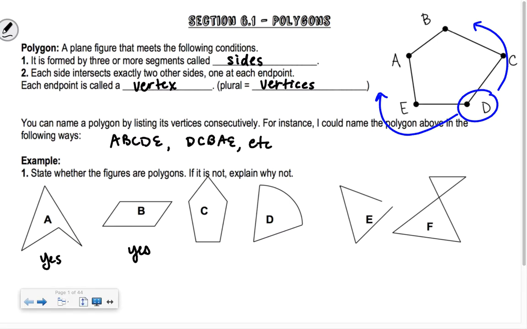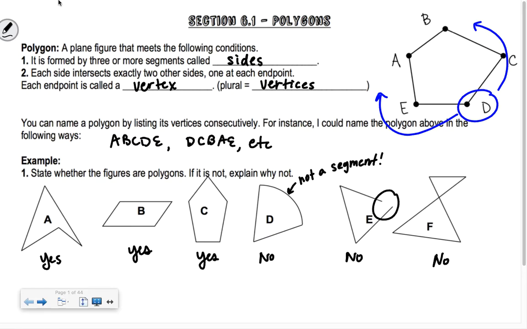B, yes. C, yes. D, no. Why? Yeah, exactly. So that's not a segment, right? E? No, it doesn't connect. F? Yes. I would say no. So it's actually kind of like 2 polygons together, right?